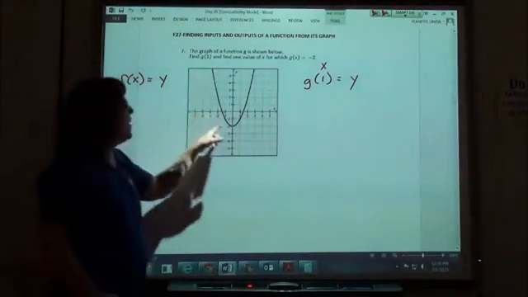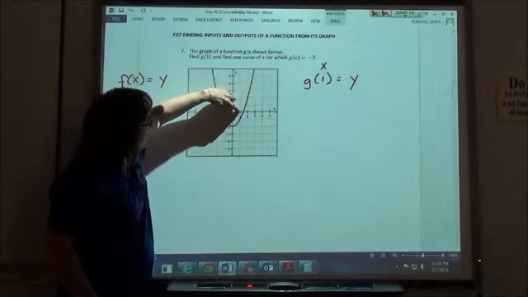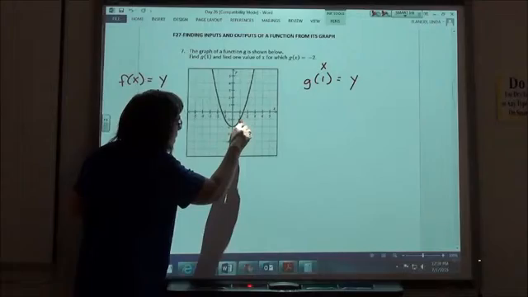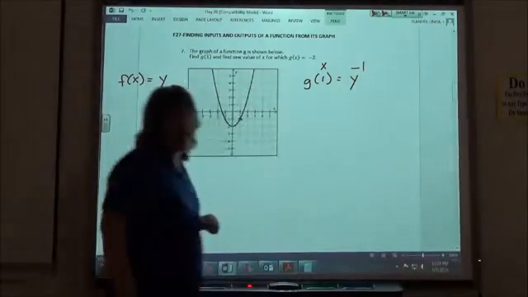So if I look at my graph at a point that has an x value of 1, well, right here is where 1 is. I'd have to go down here. The y value of that point would be negative 1.